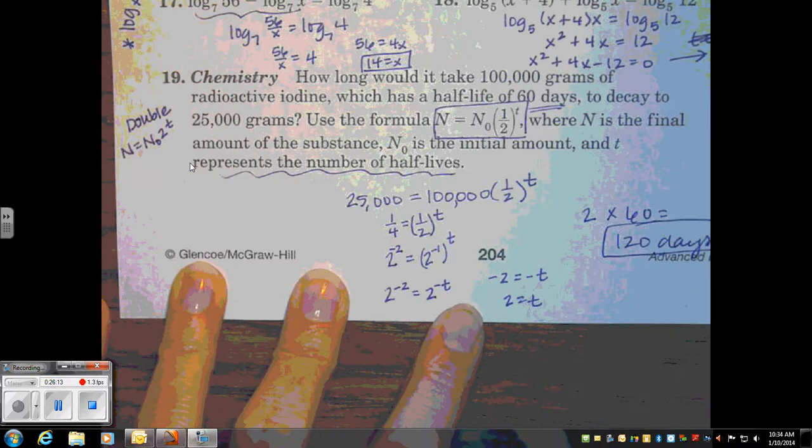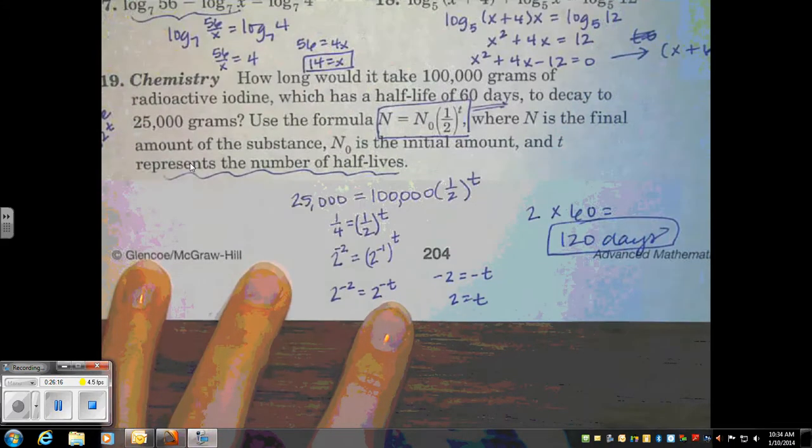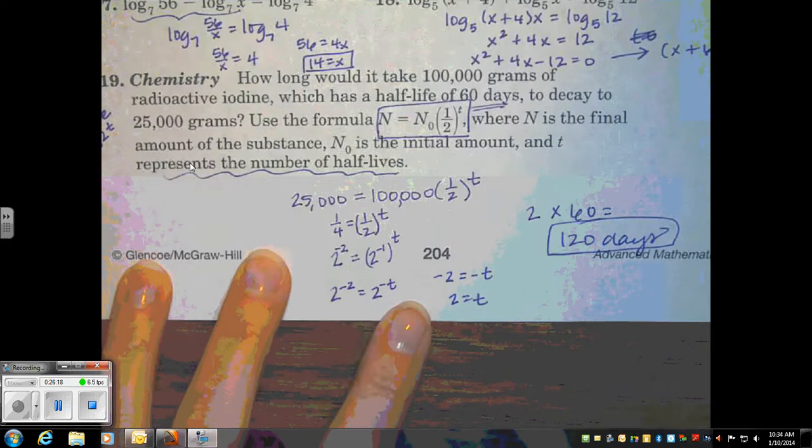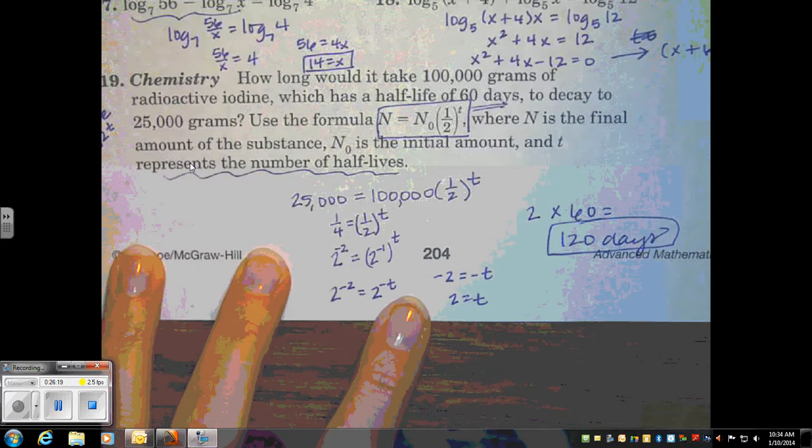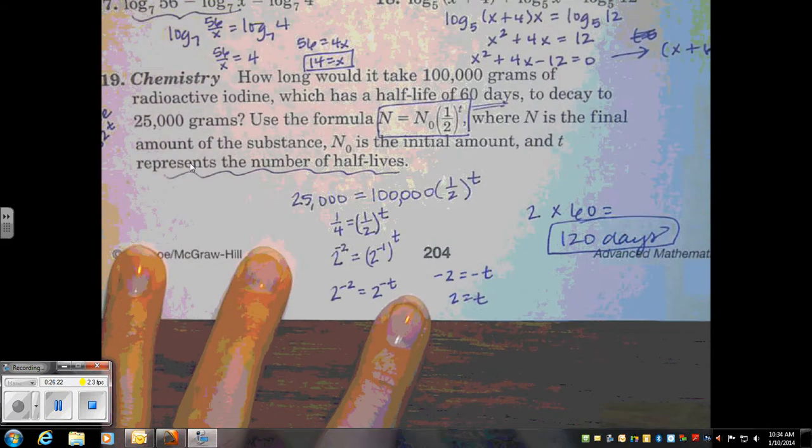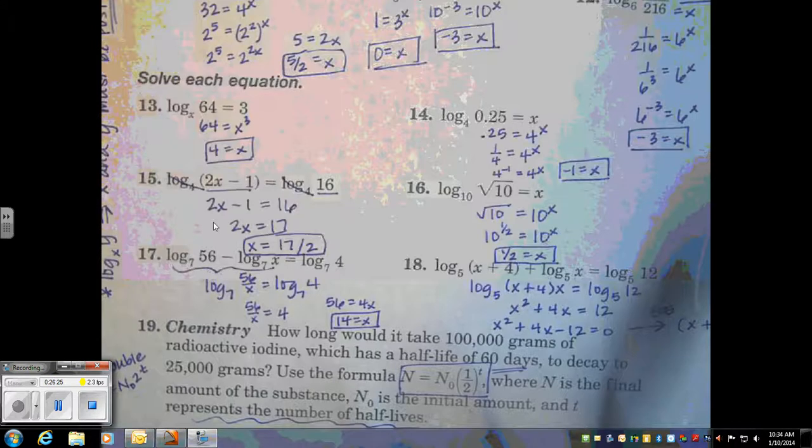So don't forget that last step because you'll get the answer wrong. T is not time in this formula. Questions? Okay, let me hit stop on this.